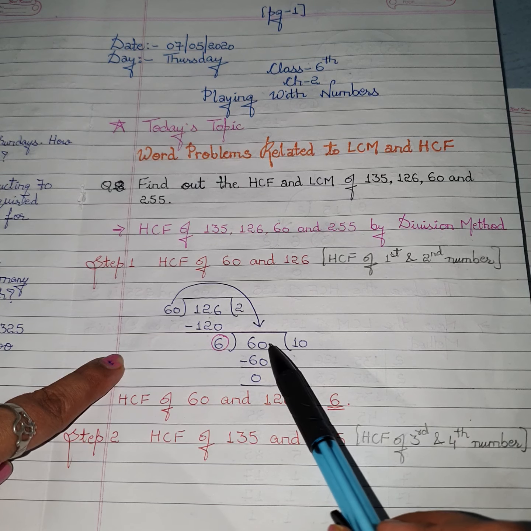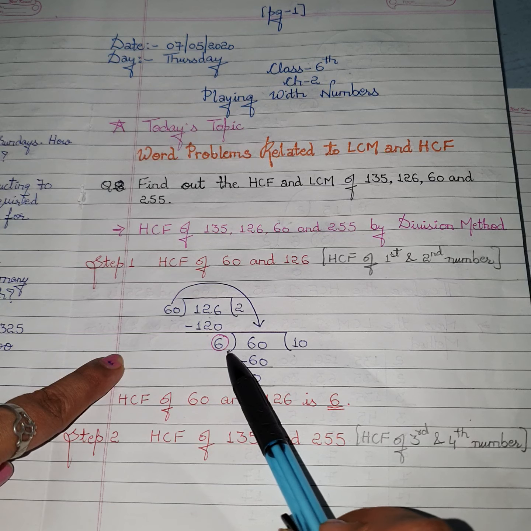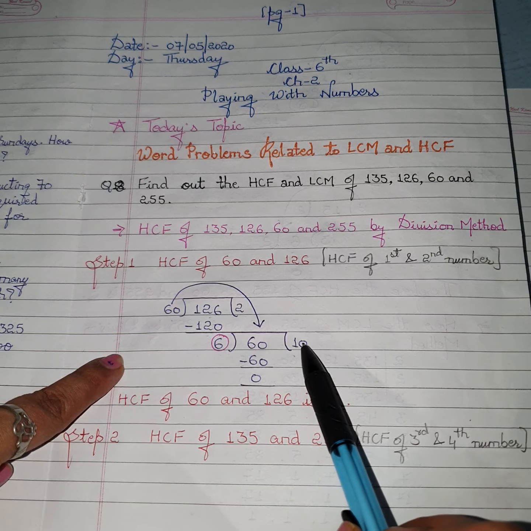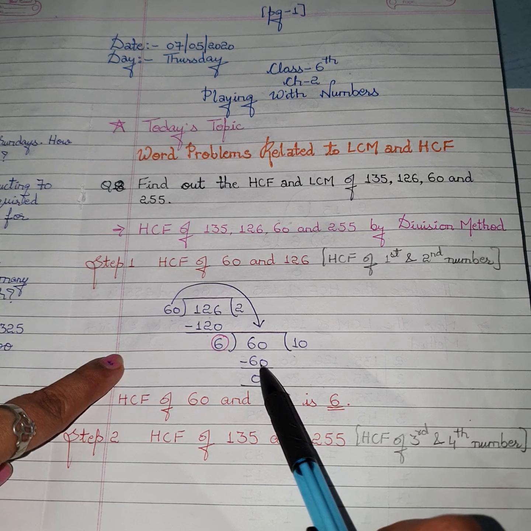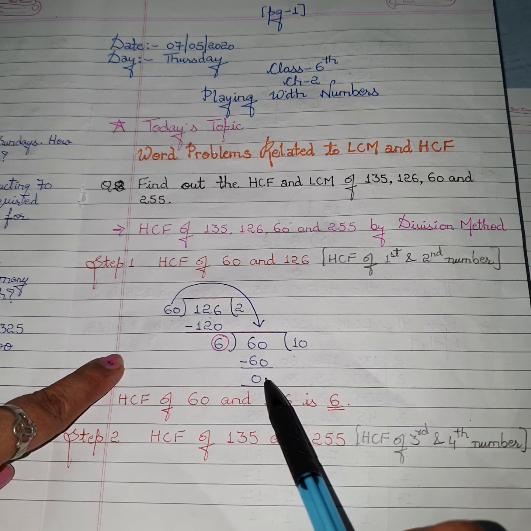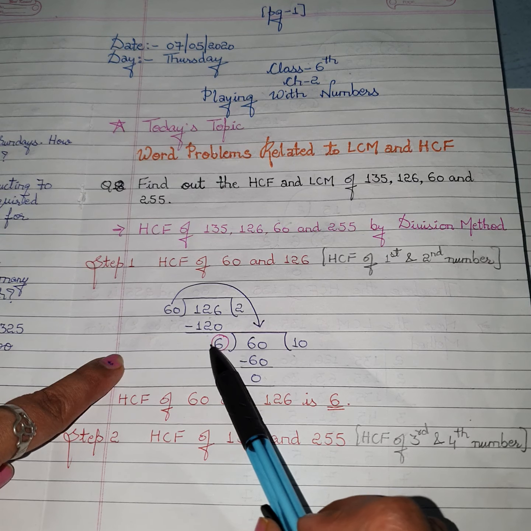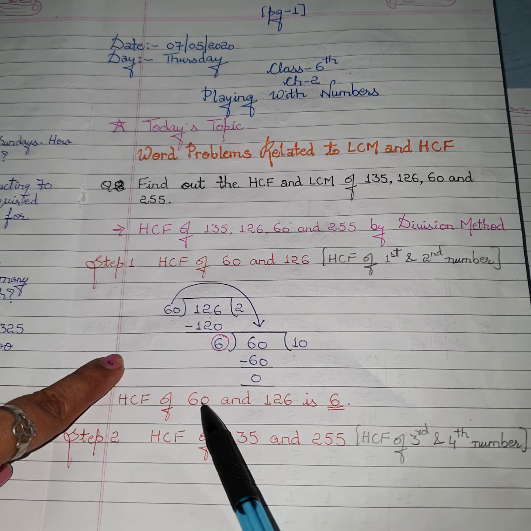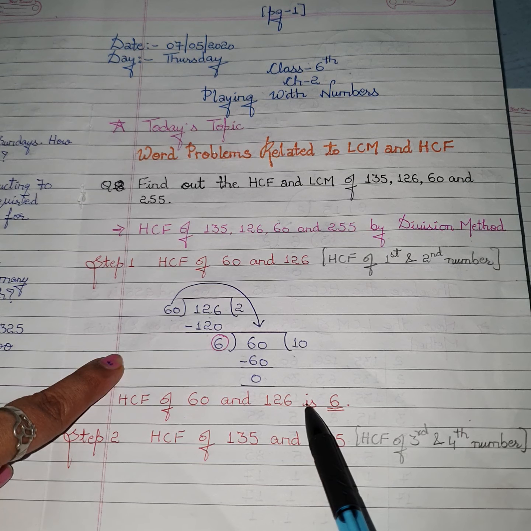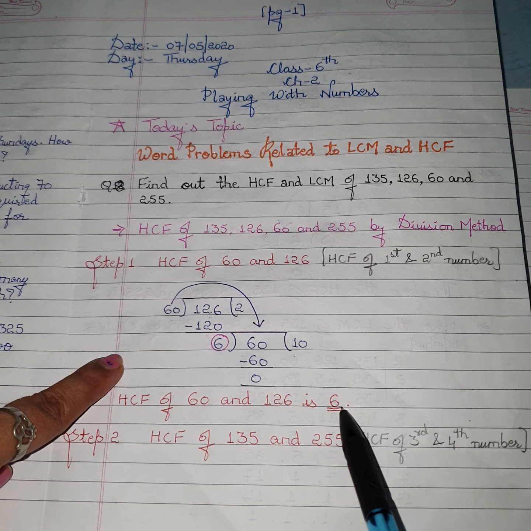Now inside the division format will come this 60. So now I have written here 60. Now in the table of 6, 60 comes 10 times. So here I have written 10 and here I have written 60. So 60 minus 60 is 0. So here 6 is the HCF of 60 and 126. Okay, so HCF is 6.